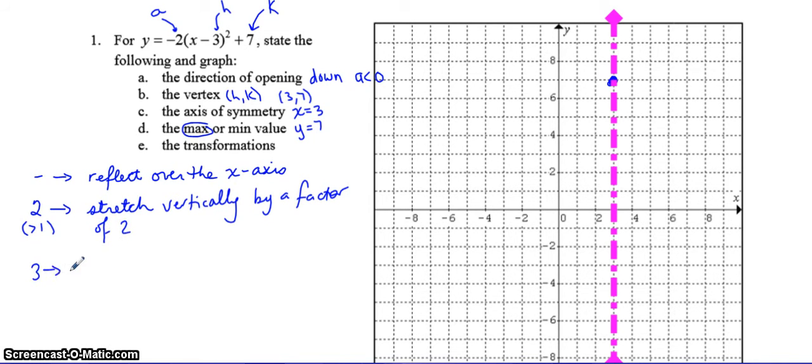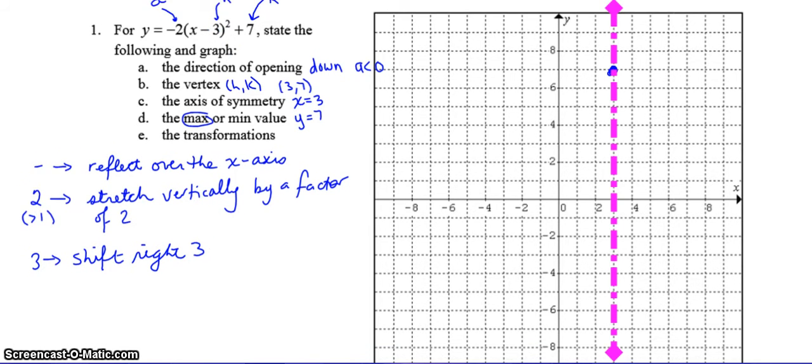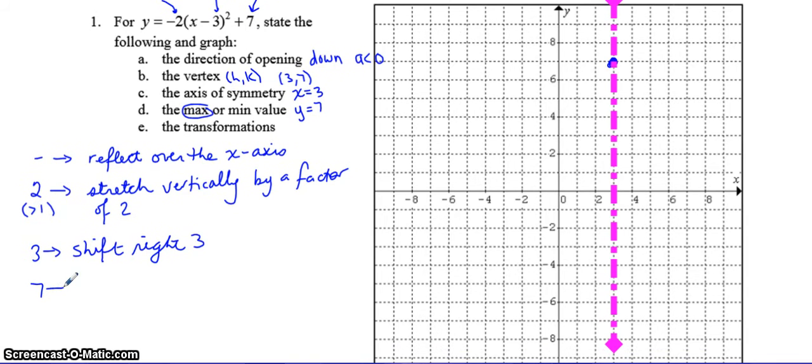The 3 is going to shift your graph right 3. Remember, that's a positive 3 because the negative goes with the equation, not the 3. And the 7, since it's positive, will shift up 7. So those are your transformations.